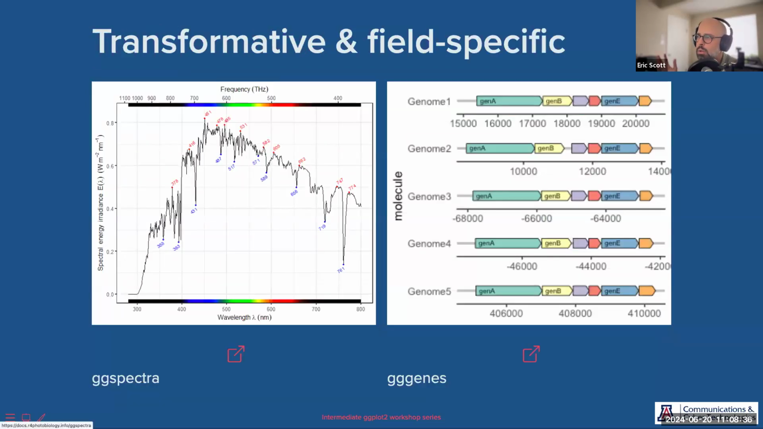And then there is a whole smattering of really transformative extensions that are often very field specific. So here we've got an example of gggenes, which is for plotting genomes. And we've got ggspectra here, which produces these plots of electromagnetic spectra. Yeah, so there's a whole world out there.